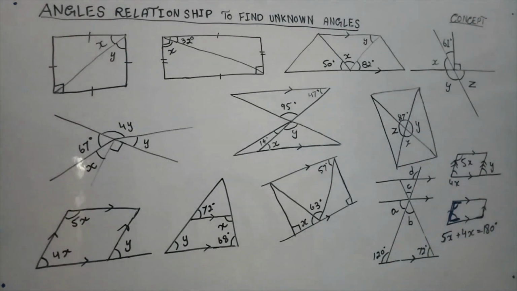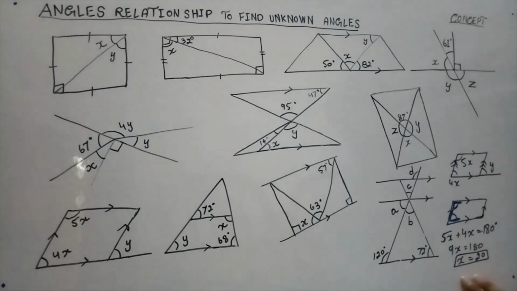Now 5x plus 4x will be equal to 9x. Here we have 180 degrees, and if I divide both sides by 9, we are left with x only, and 180 divided by 9 will be equal to 20 degrees. Clear? So the value of x will be equal to 20 degrees.